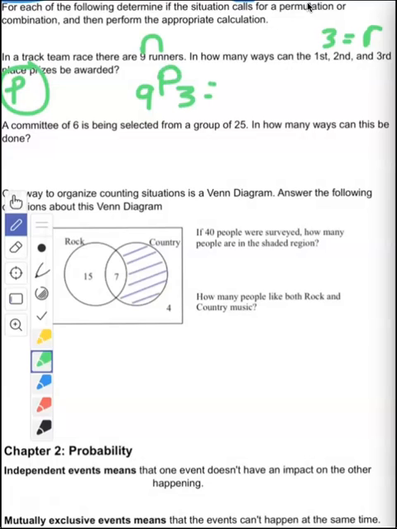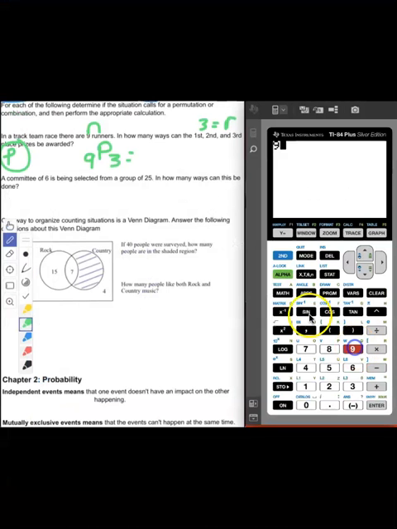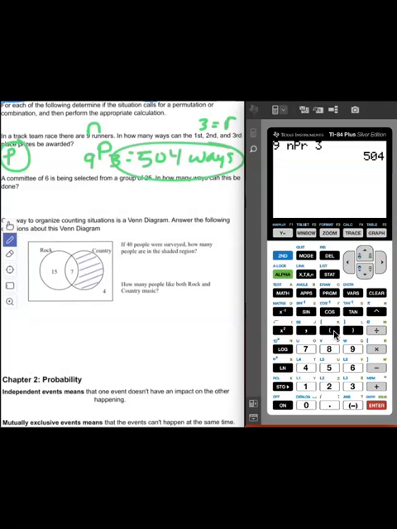And then we can just go to the calculator for that. Let me get that pulled up here. So we're doing 9 permutations of size 3. And we have 504 different ways that this could happen. Okay, for the next one, it says a committee of 6 is being selected from a group of 25.